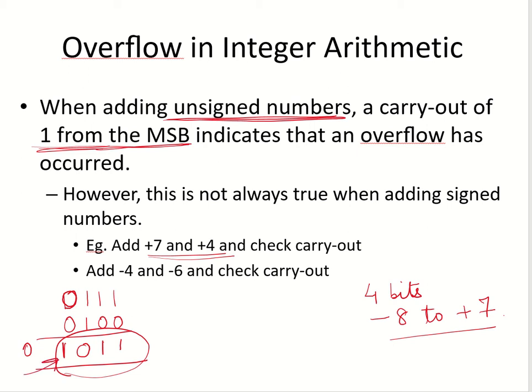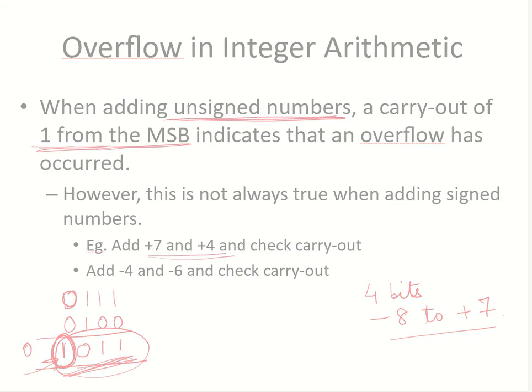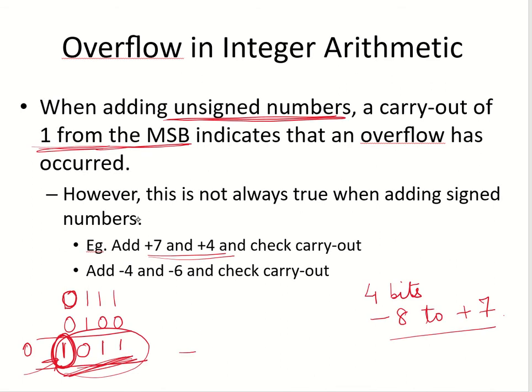You can very well see that the sign bit, this most significant bit, has become 1. This is actually giving you a negative number. And what is the value of this number? The value of this number is minus 8 plus 2 plus 1, which is minus 5. So this is an incorrect result and the carry out was 0.